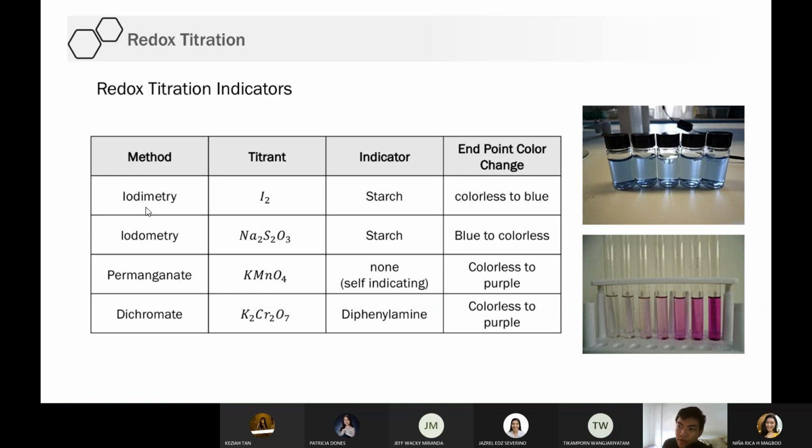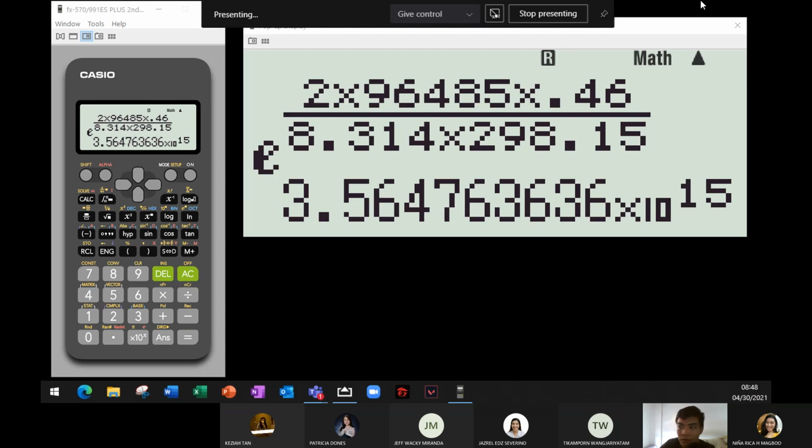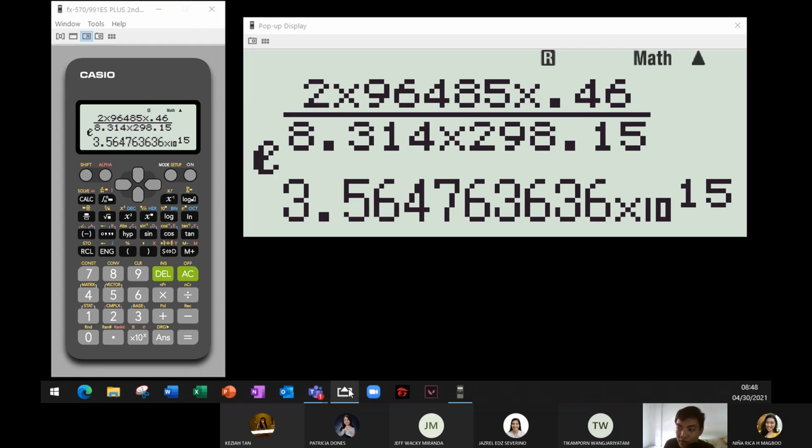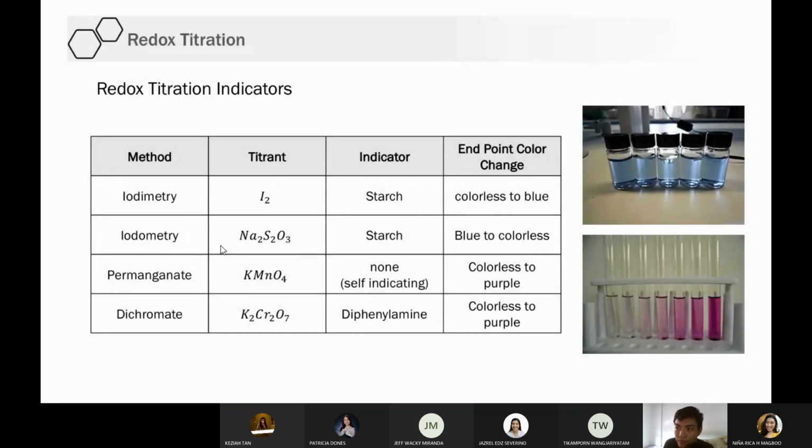So for iodimetry, we use starch. When iodine reacts with starch, it produces a blue color. Once you see a blue color, that means your titration is complete. Then you're done.